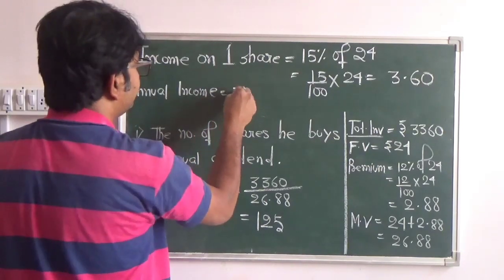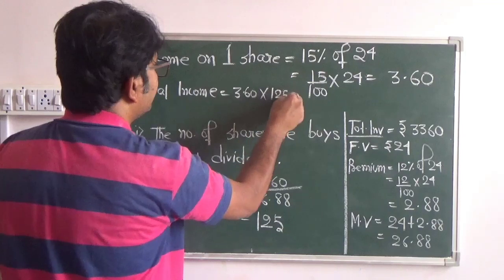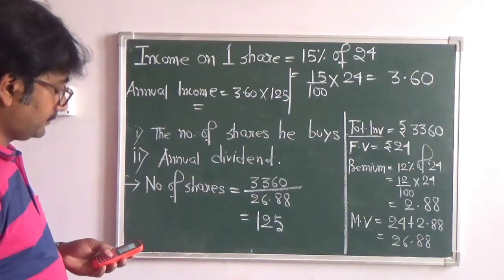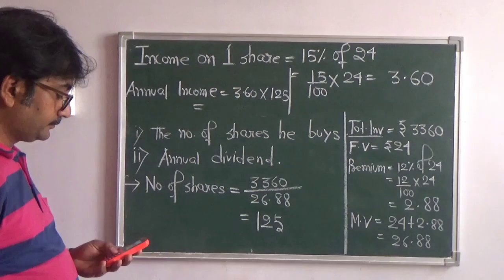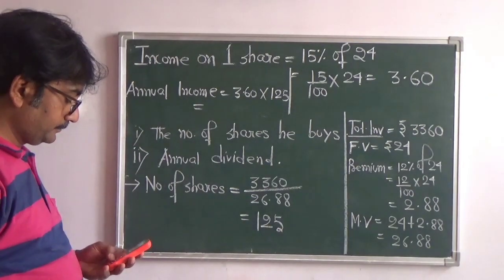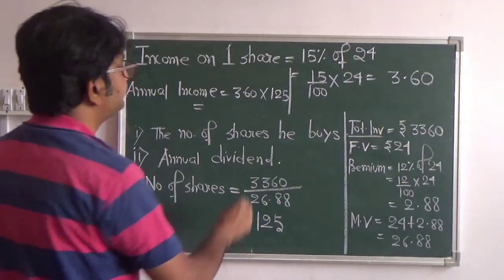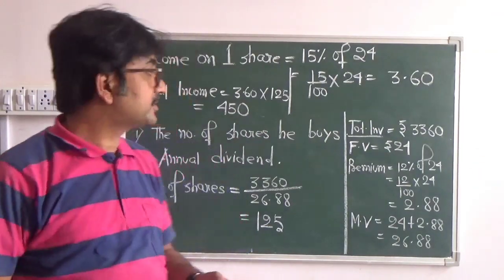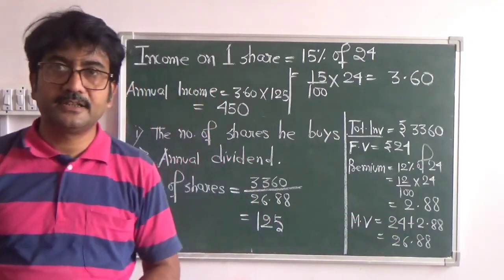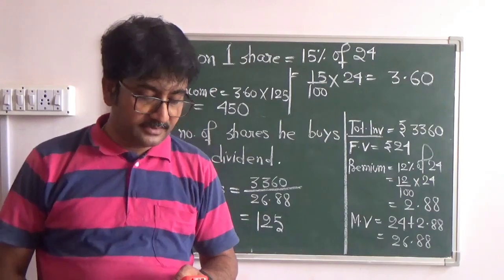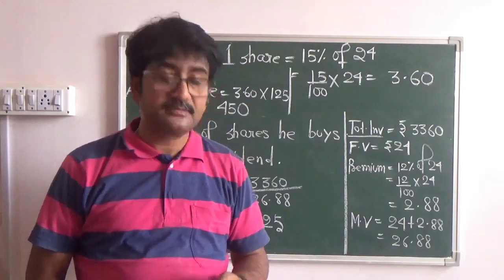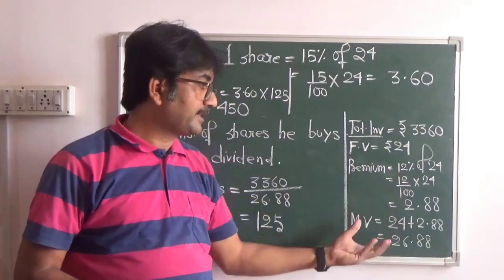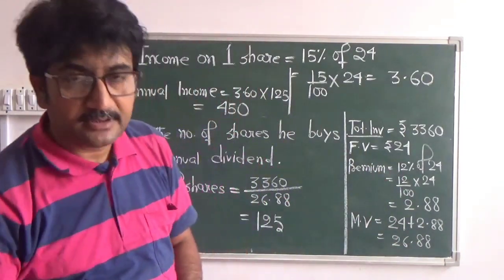So annual income is income on one share multiplied by total number of shares, and that is equals to 450. So the annual income is coming to 450. A lot of calculations. So this type of calculation you need to do practice at home very carefully. Mind it. In the examination you cannot take the risk of just taking too much time in solving the questions. So be careful and do a lot of practice in getting the answer in minimum amount of time and the correct answer. Okay. So now we move on to the next question.